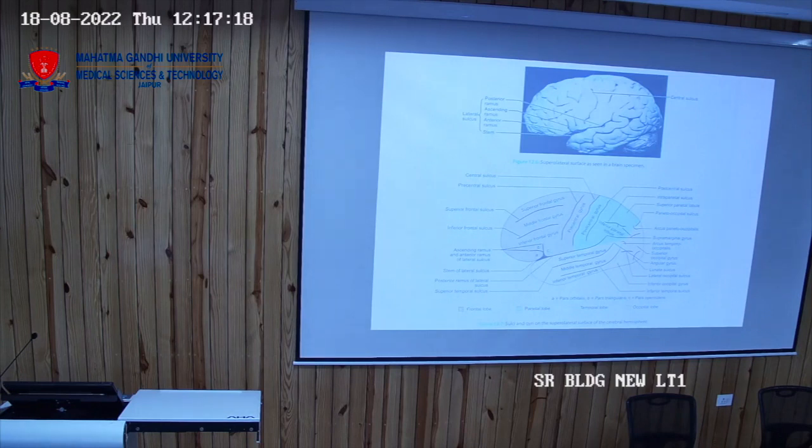I am telling you this because they will help in understanding the different lobes of the cerebral hemisphere. We know the poles, we know the borders, we know the surfaces, but the cerebral hemisphere is also divided into different lobes: frontal lobe, parietal lobe, occipital lobe, temporal lobe. So for demarcation of the lobes, we require these sulci and imaginary lines. Now I am telling you about the two imaginary lines.